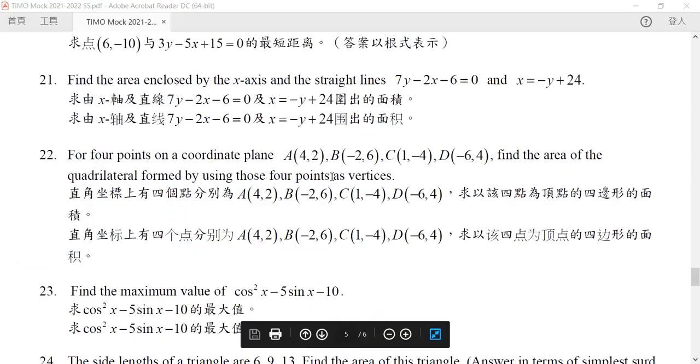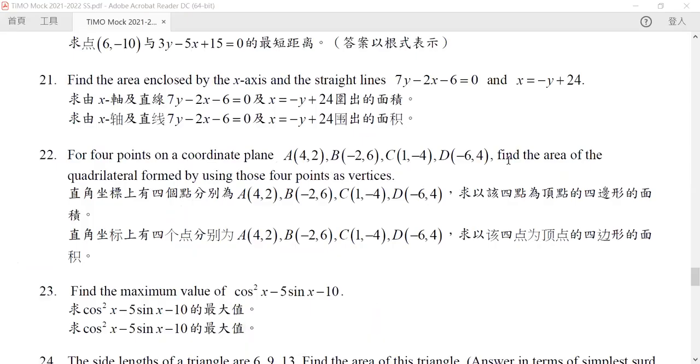For 4 points in our coordinate system, find the area of the quadrilateral formed by using these 4 points as vertices. Now, every time you see a geometric problem like this, please do mark out these 4 points, just like what we have done in question 22.1. So given these 4 points, let us mark them out.